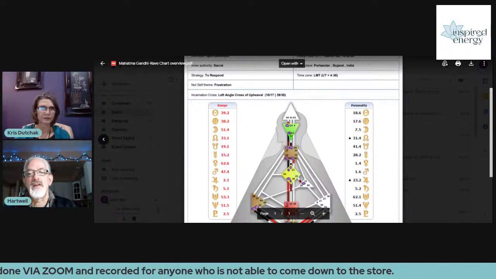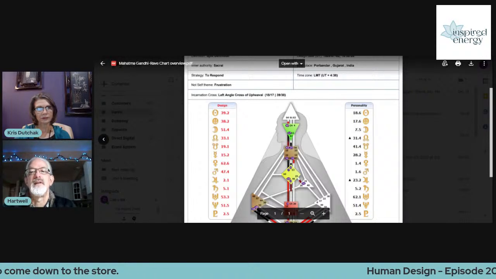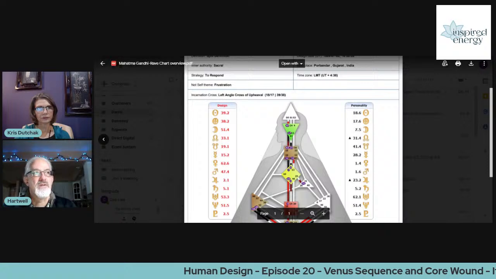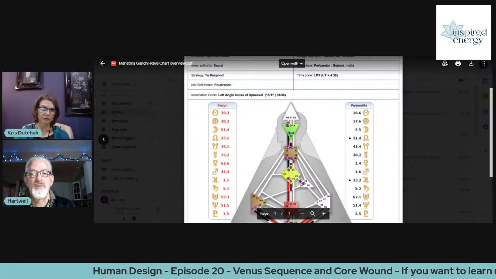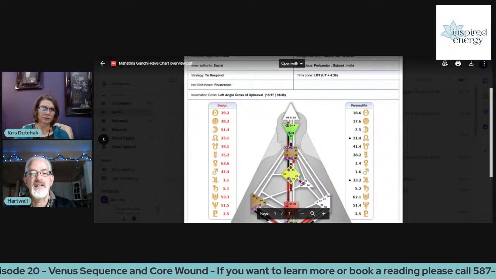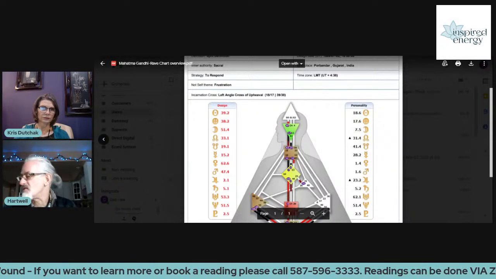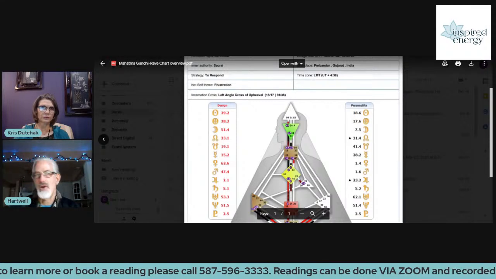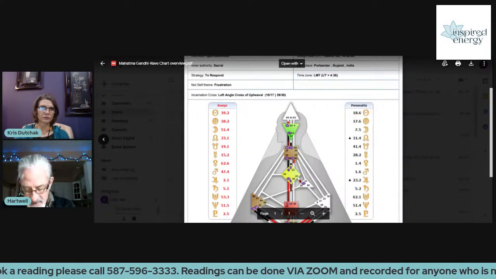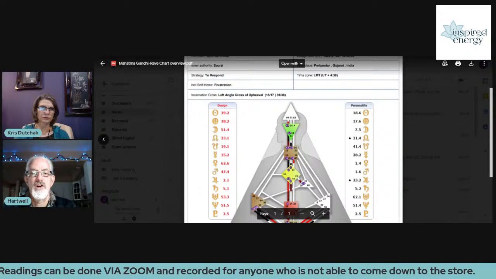So there's two things we can look at. One is we can look at that gate itself. That is the gate of realization. And so it is about deeply understanding the principles of life. And this is where the core wound is. And the line describes how that is going to play out.